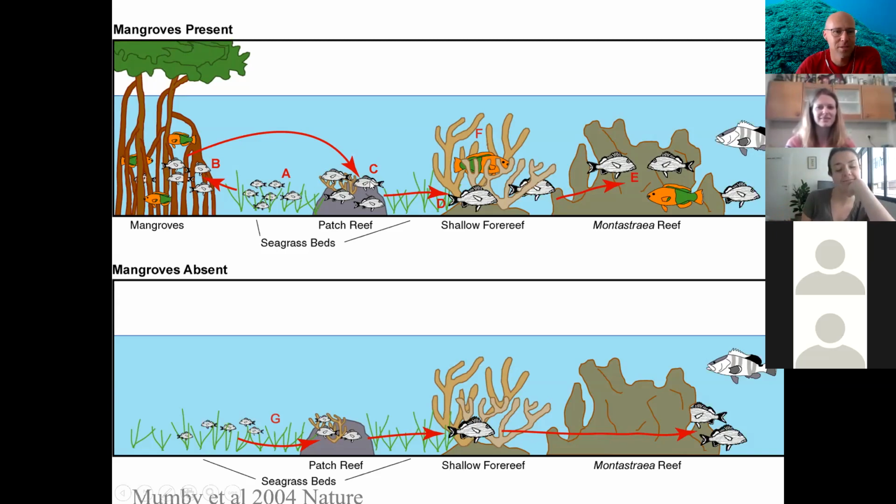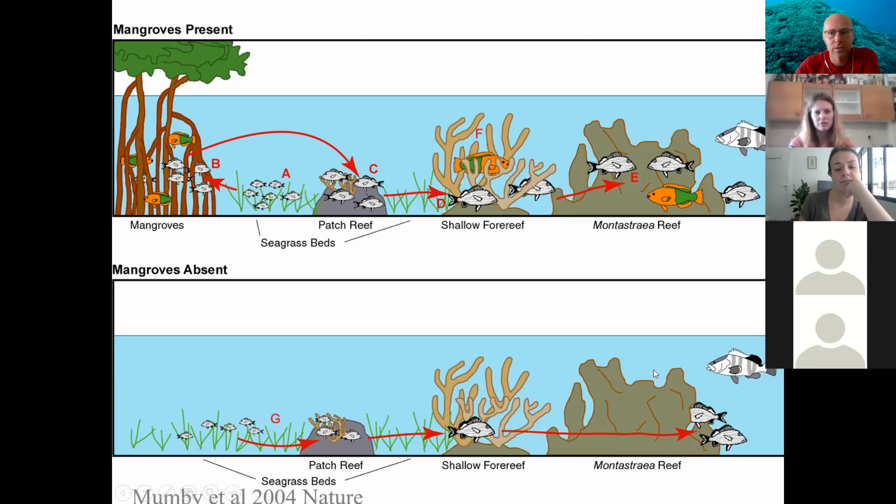So here we go. First place, where the mangroves are appearing. They're born in here in the seagrasses. They go to the mangroves and they grow bigger. They go to a patch reef, shallow reef, and eventually to the fore reef. When there's no mangroves, they start the same way here in the seagrasses. They go to the patch reef, shallow reef, and fore reef.